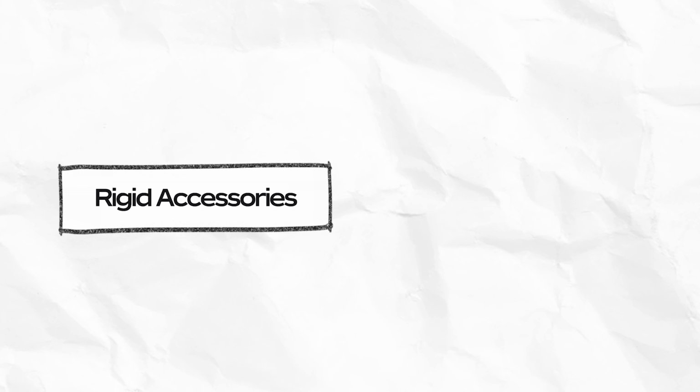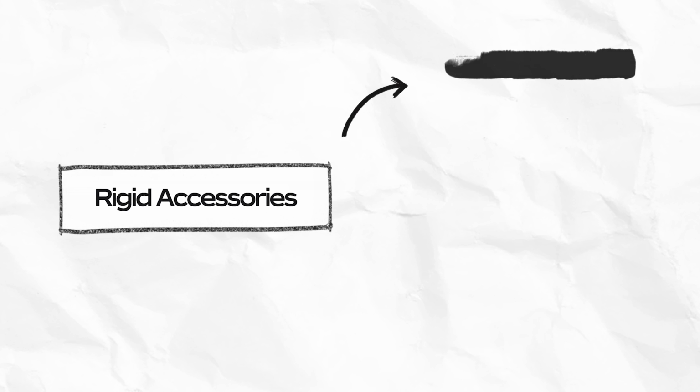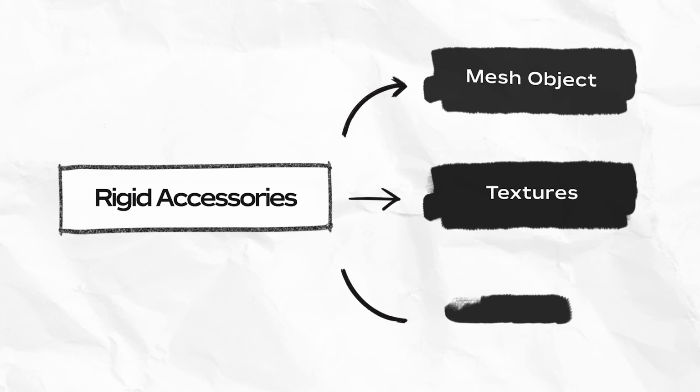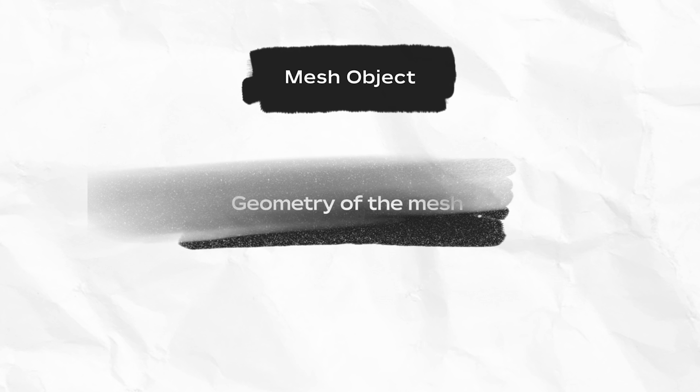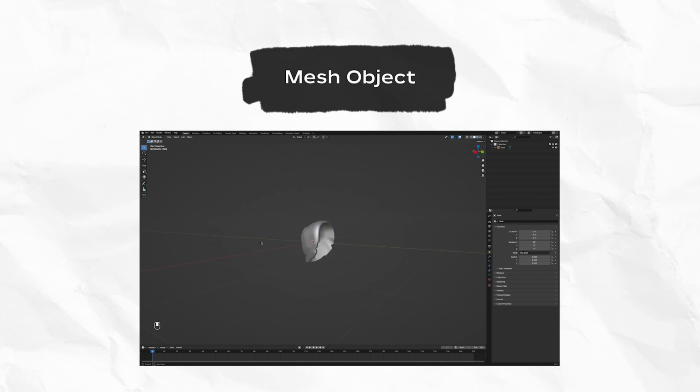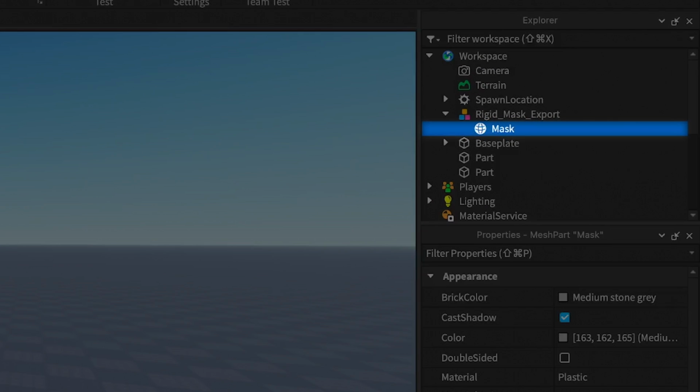All accessories on Roblox are made up of 3 different things that we'll call components: a mesh object, 1 or more textures, and an attachment. A mesh object is the geometry that makes up the accessory itself. It's the thing you're making. In Studio, mesh objects are represented as a mesh part nested under a single model.